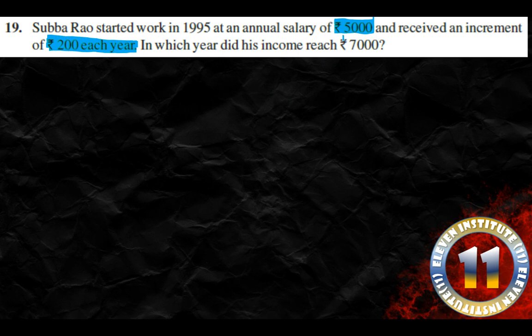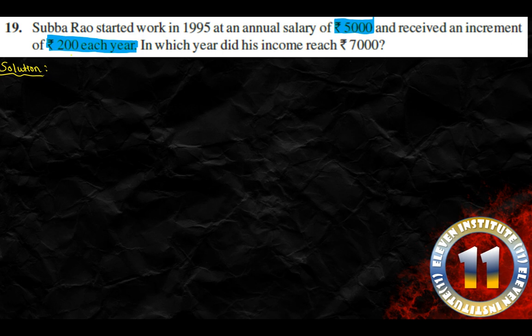So 1995, 96, 97, 98, right? And so on. We get the salary 7,000. Very easy question. Let us solve this. Let me write the solution over here. So I will put this as the first term, 5,000.